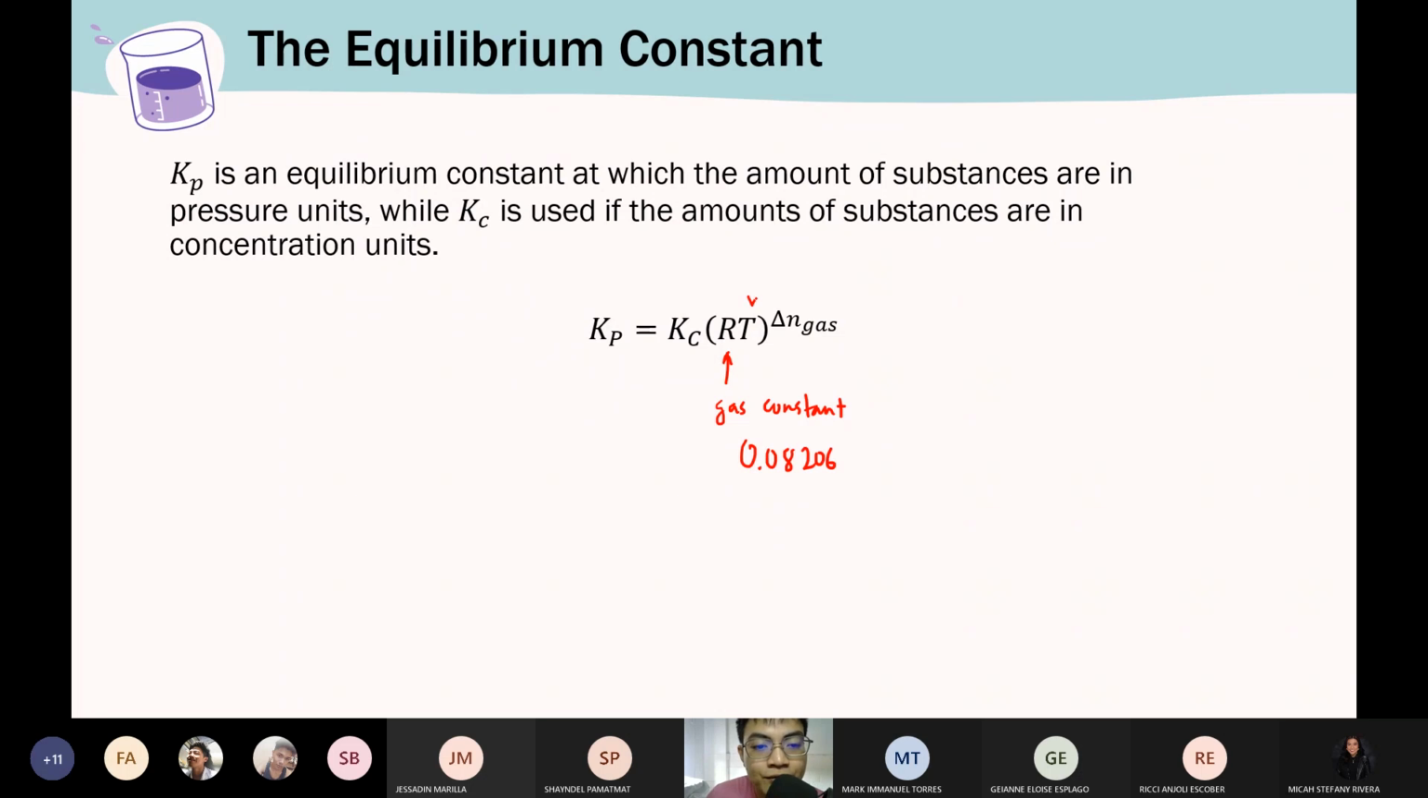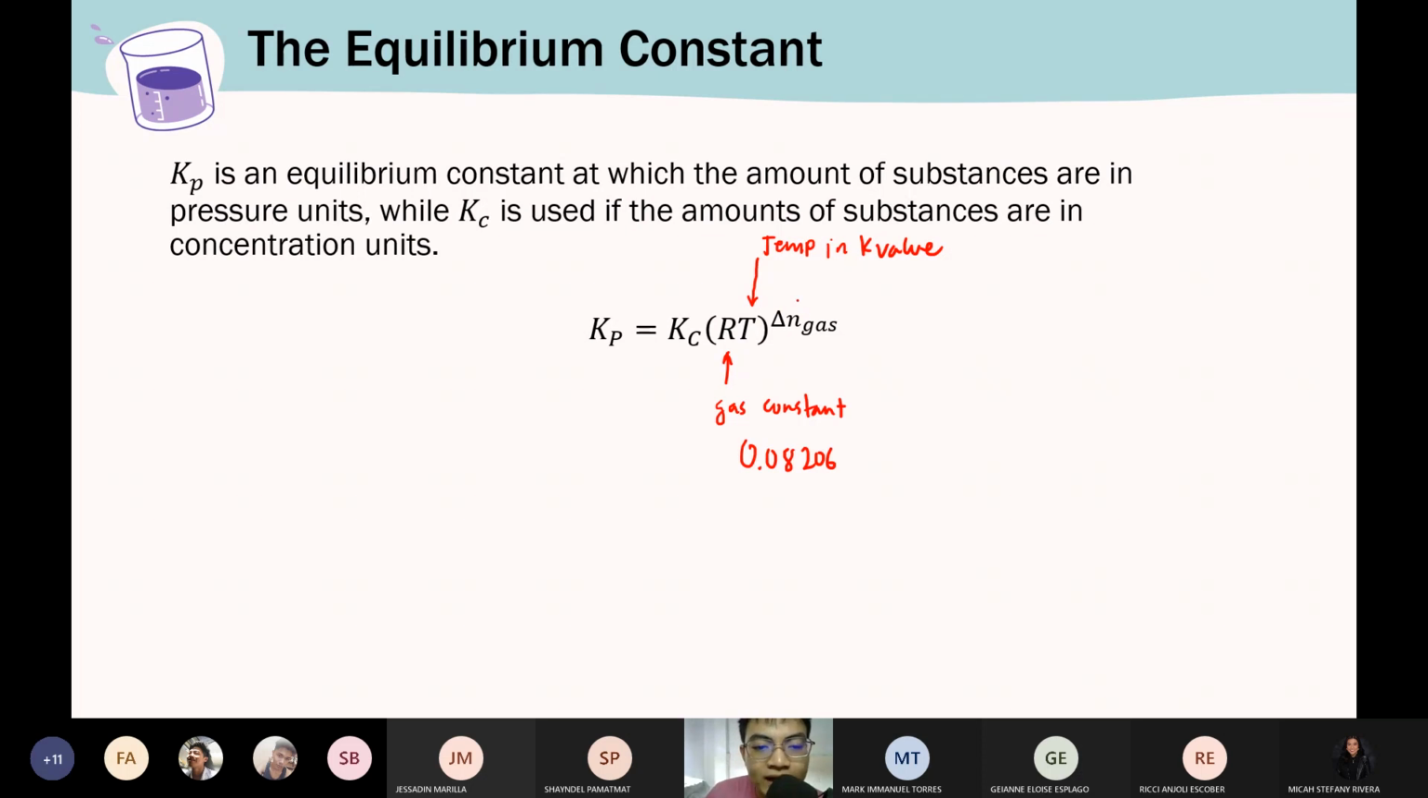Okay? For temperature, ganun pa rin. Yung temp natin in Kelvin value. Okay? In Kelvin value. Hindi pa rin degrees Celsius dyan. Okay? So, yung degrees Celsius, convert mo to Kelvin, and then yung K doon, wag mo na lang isulat.